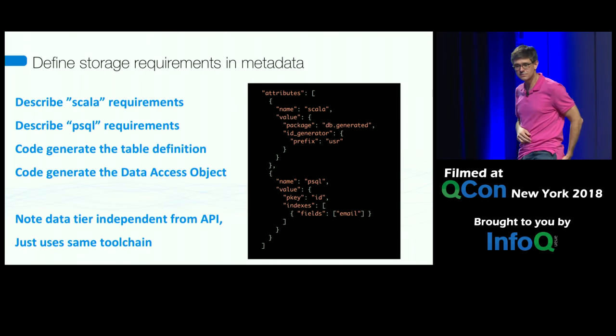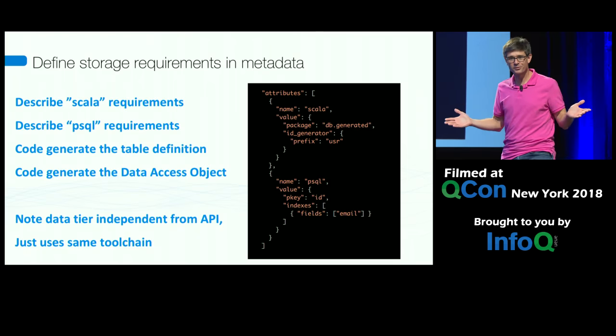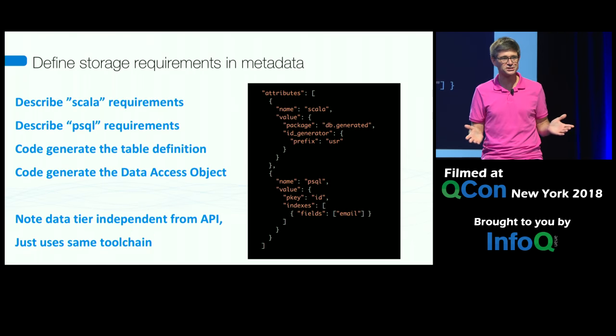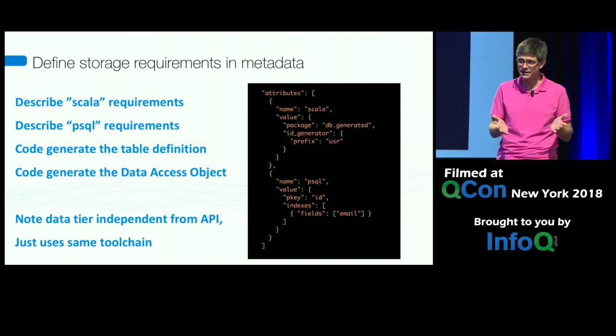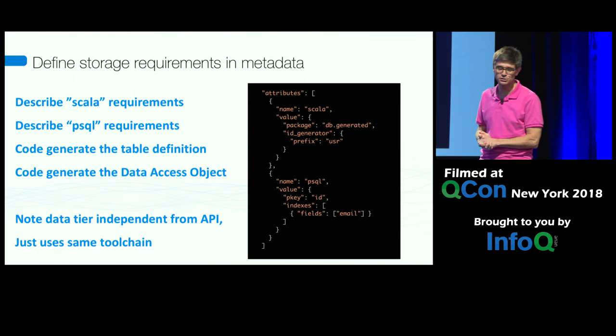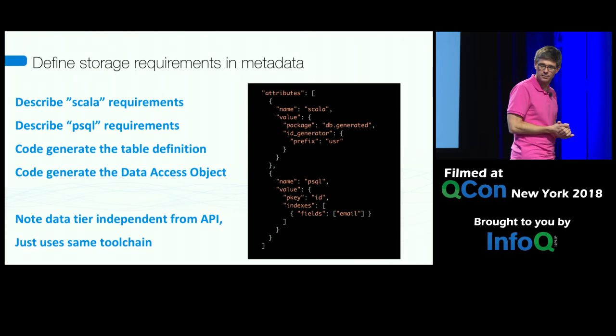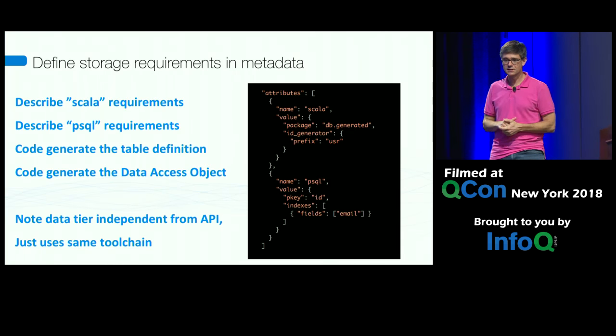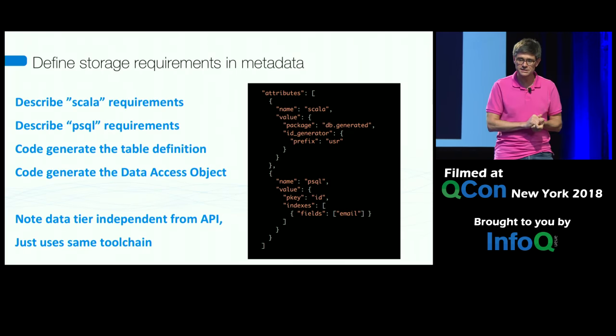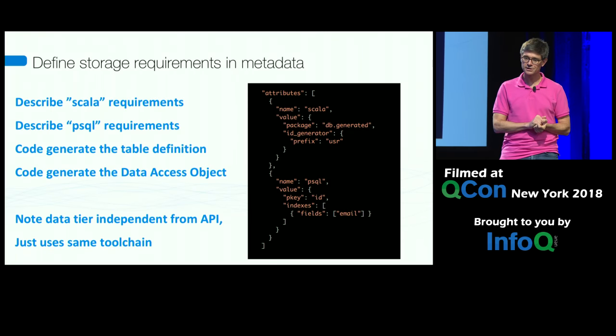Great, so now let's actually use the database. We're talking about code generation, we like code generation, so why don't we try to describe our database needs in metadata and code generate our way to a solution. First we'll describe our Scala requirements. Here the package name is going to be db.generated. ID generator, this is just a Flow thing and how we generate unique IDs. This one will start with the prefix USR for user.